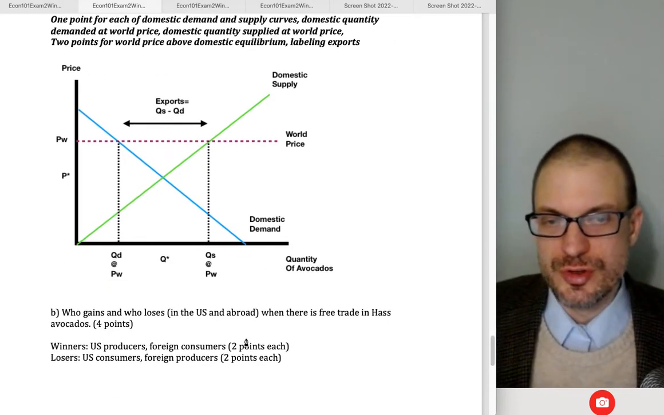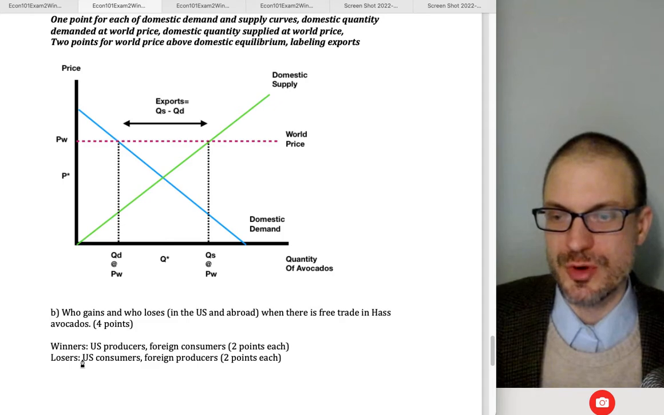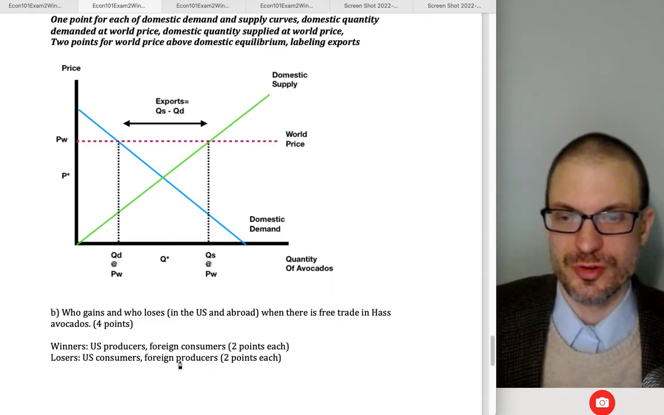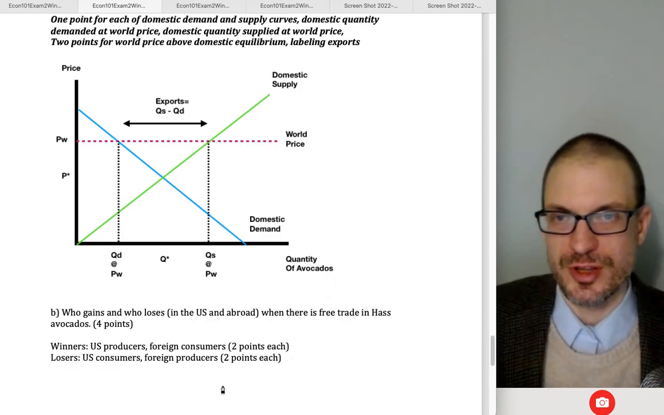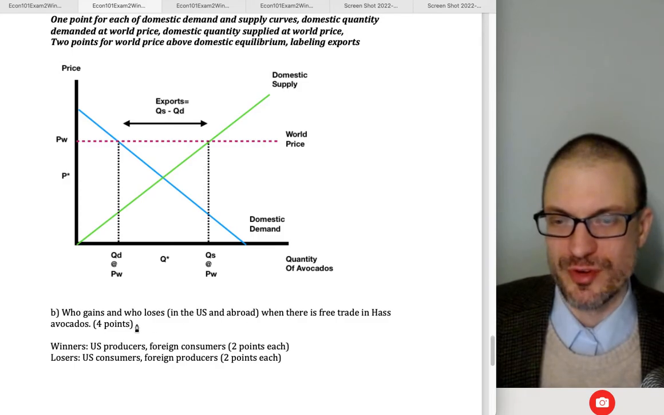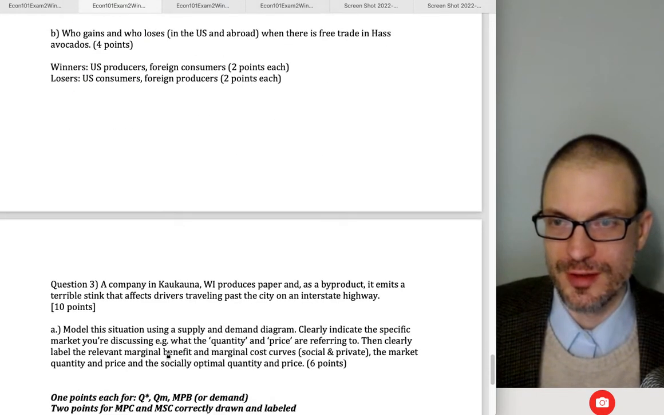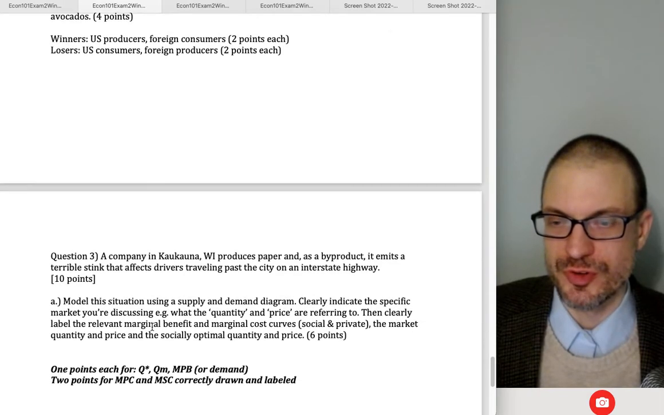Who gains and who loses? Well, if you just follow what I was developing just then, U.S. producers are winners, foreign consumers are winners. U.S. consumers are losers, foreign producers are losers. Had to talk about both, right? Both winners and losers in both countries was what I asked for here. So it's actually like, 1 point for each of the places, and then 1 point for each of the producers and consumers.